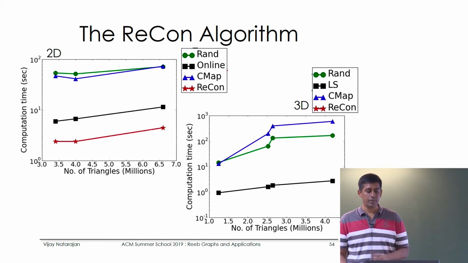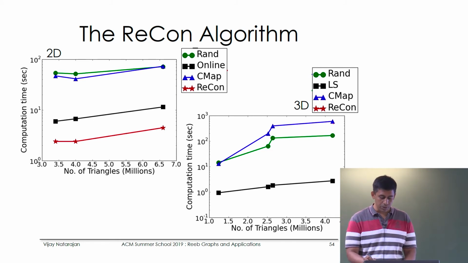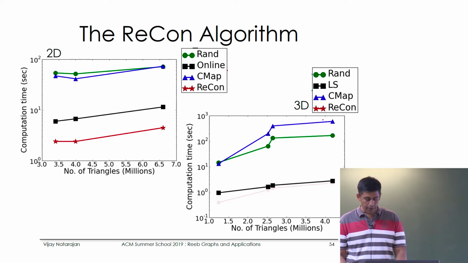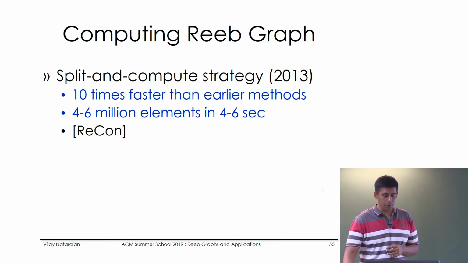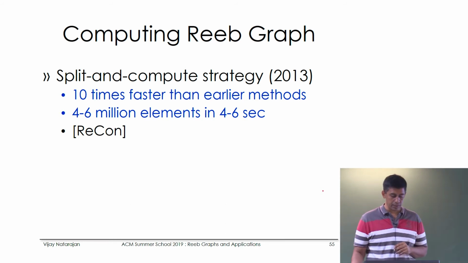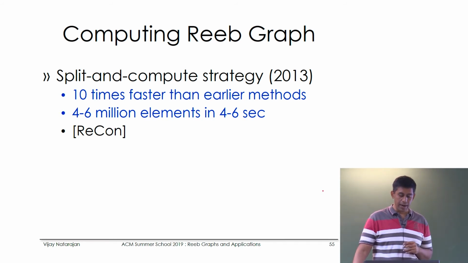In 3D domains, the algorithms go much slower, up to 1000 seconds, whereas Recon is again within 10 seconds. The key idea is the partition and reusing the contour tree algorithm, where the contour tree was already known. This is, like I said, about six years ago, and it is much faster: to give you an idea, 4 to 6 million elements in 4 to 6 seconds.